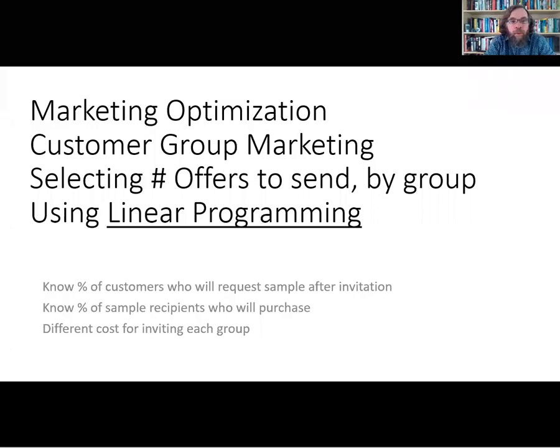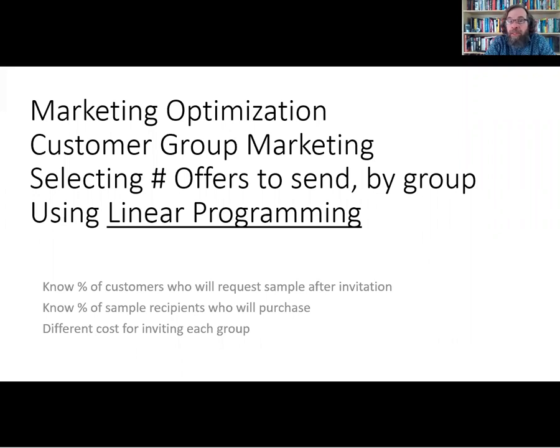Hello. In this video, we are going to be using optimization, specifically linear programming, to analyze and find the optimal decision to a marketing problem. In this situation, we are looking at two groups and trying to figure out how many offers to send to each group. And the scenario we are considering is we send an offer to each group, and then a certain percentage will take us up on the offer and request a sample. And then some percentage of those sample recipients will actually purchase the item.